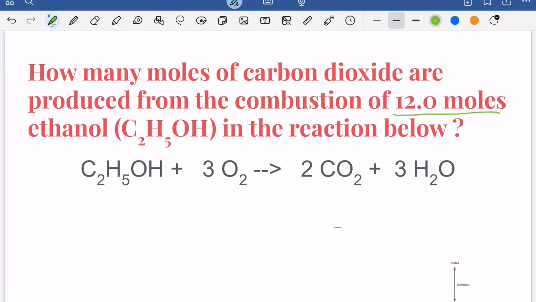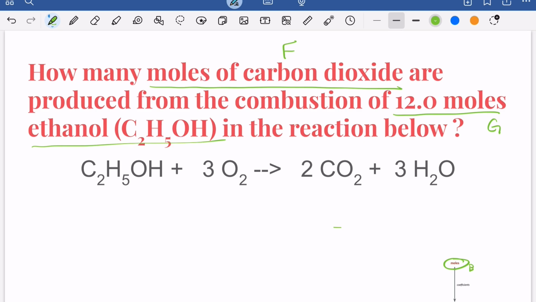So they gave us 12 moles of ethanol. That's our given. And they want us to find moles of carbon dioxide. So if you look at your little map, and I gave you a copy of the relationships you know down here in the bottom right corner, we are starting at moles of ethanol, moles of substance A, and we are trying to go to moles of substance B, which is our carbon dioxide.